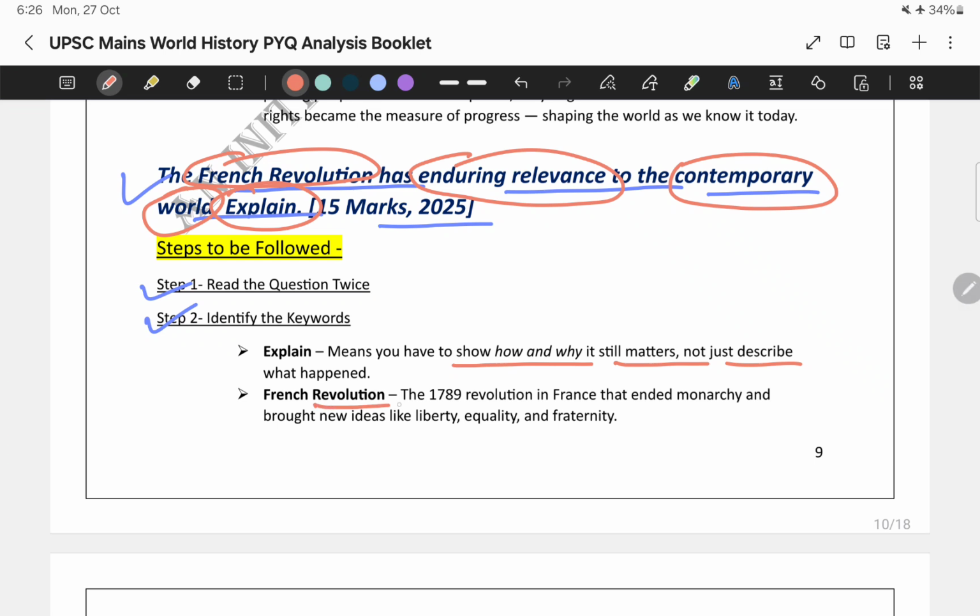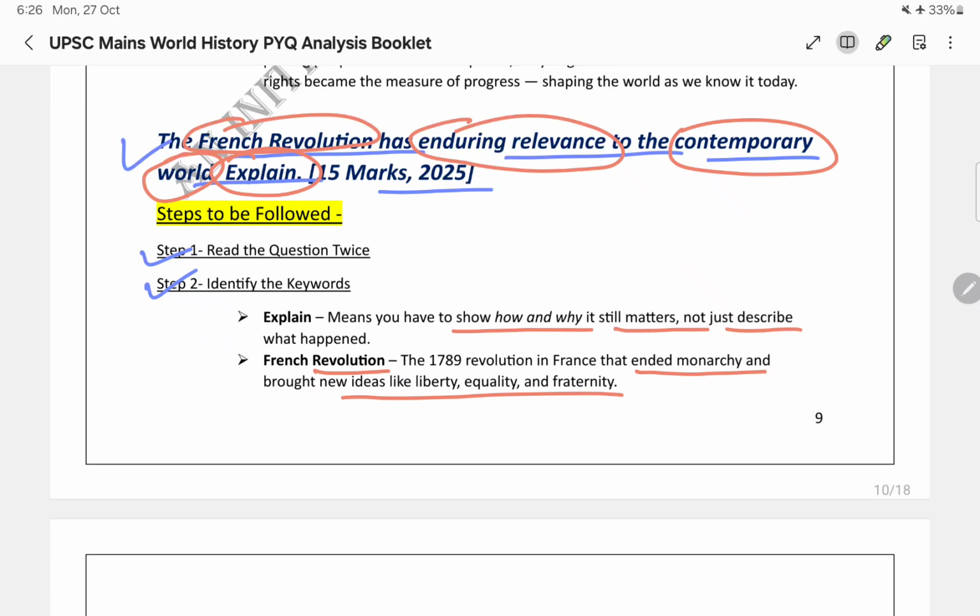Next, the keyword is French Revolution. What can we refer to from this keyword? Yes, the 1789 revolution ended monarchy in France and brought new ideas like liberty, equality and fraternity. So this is all about this particular keyword.